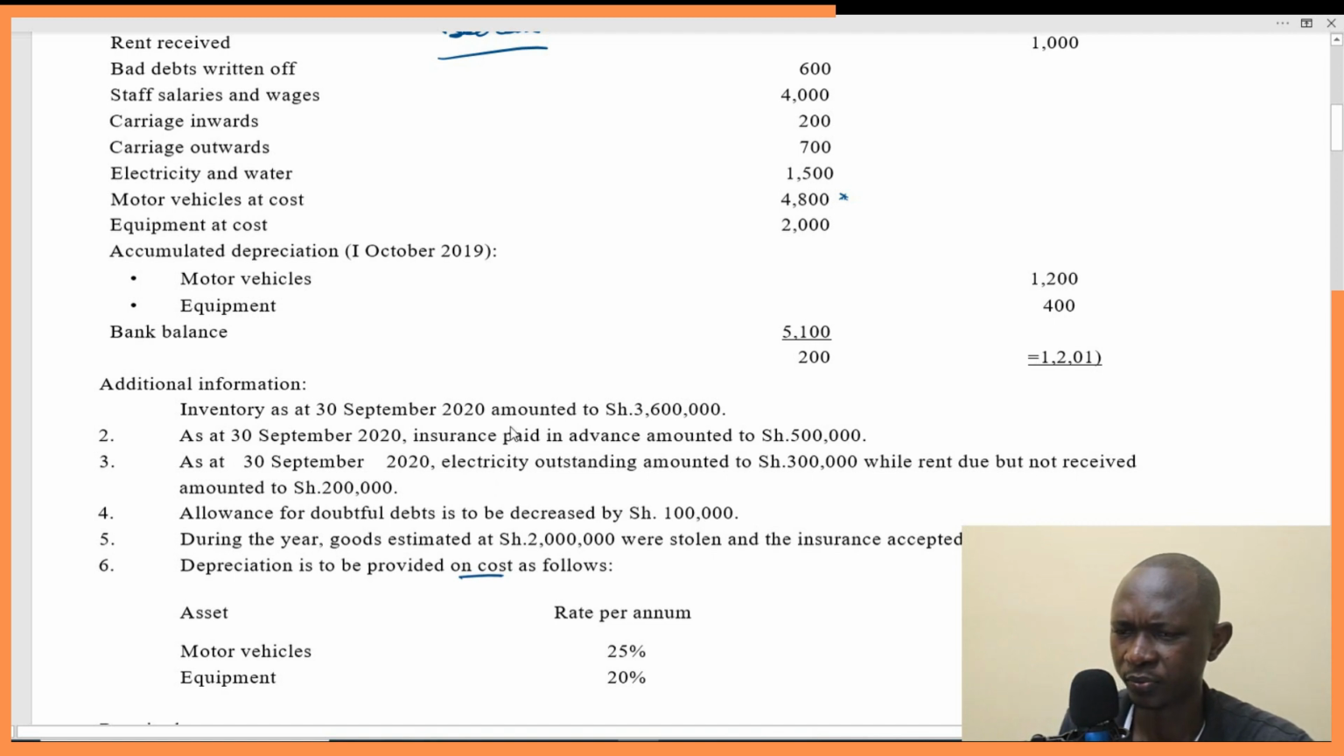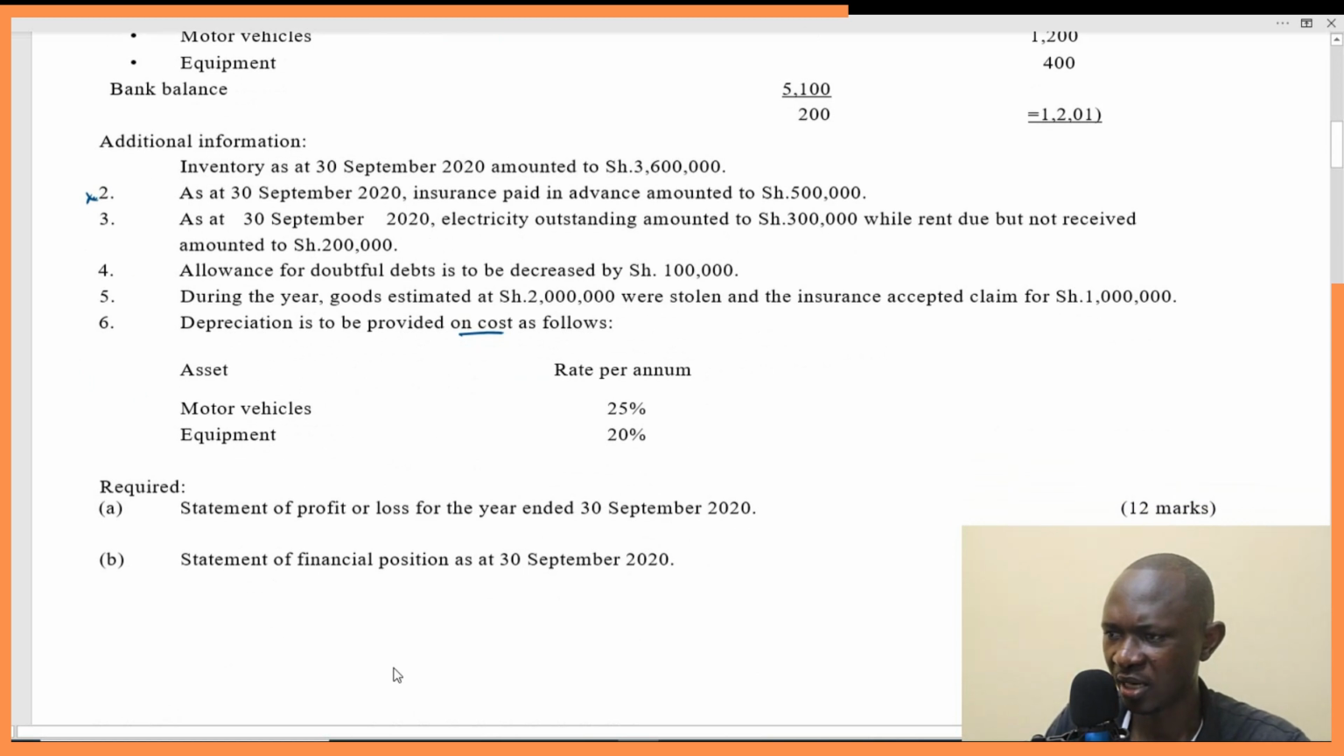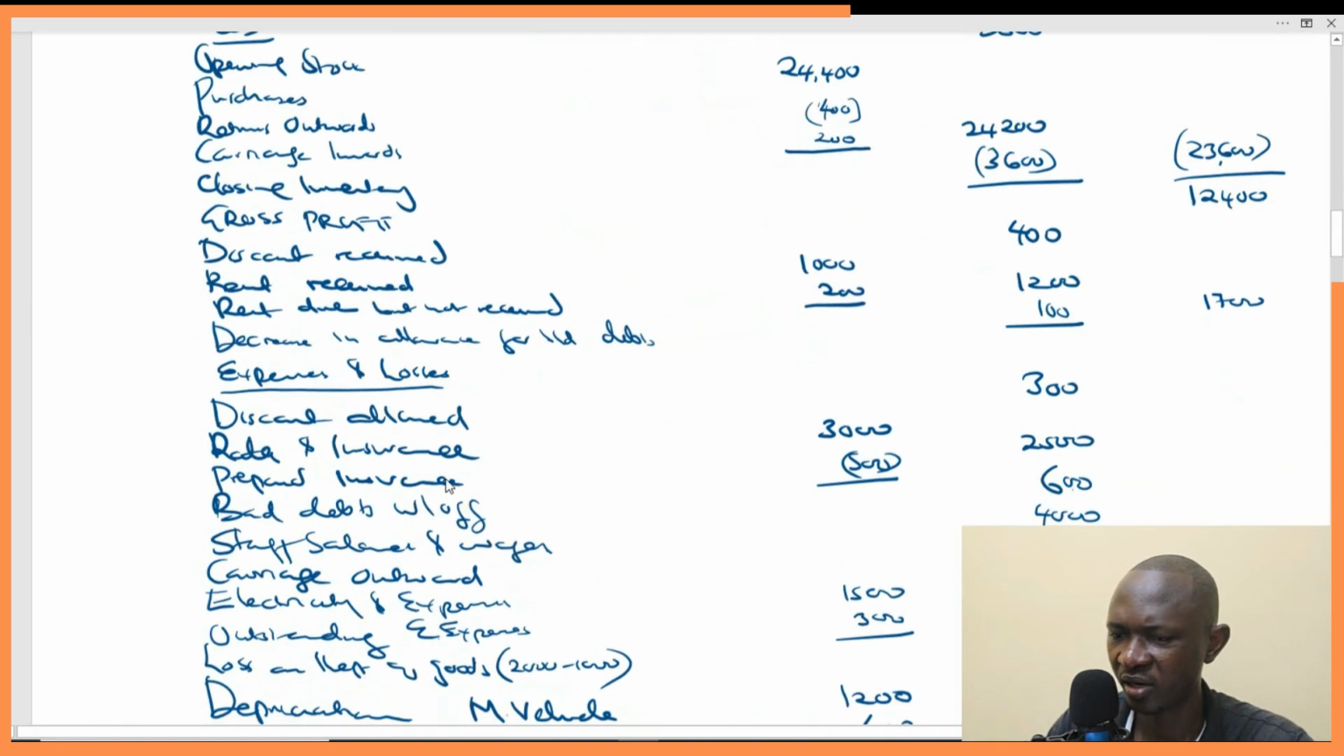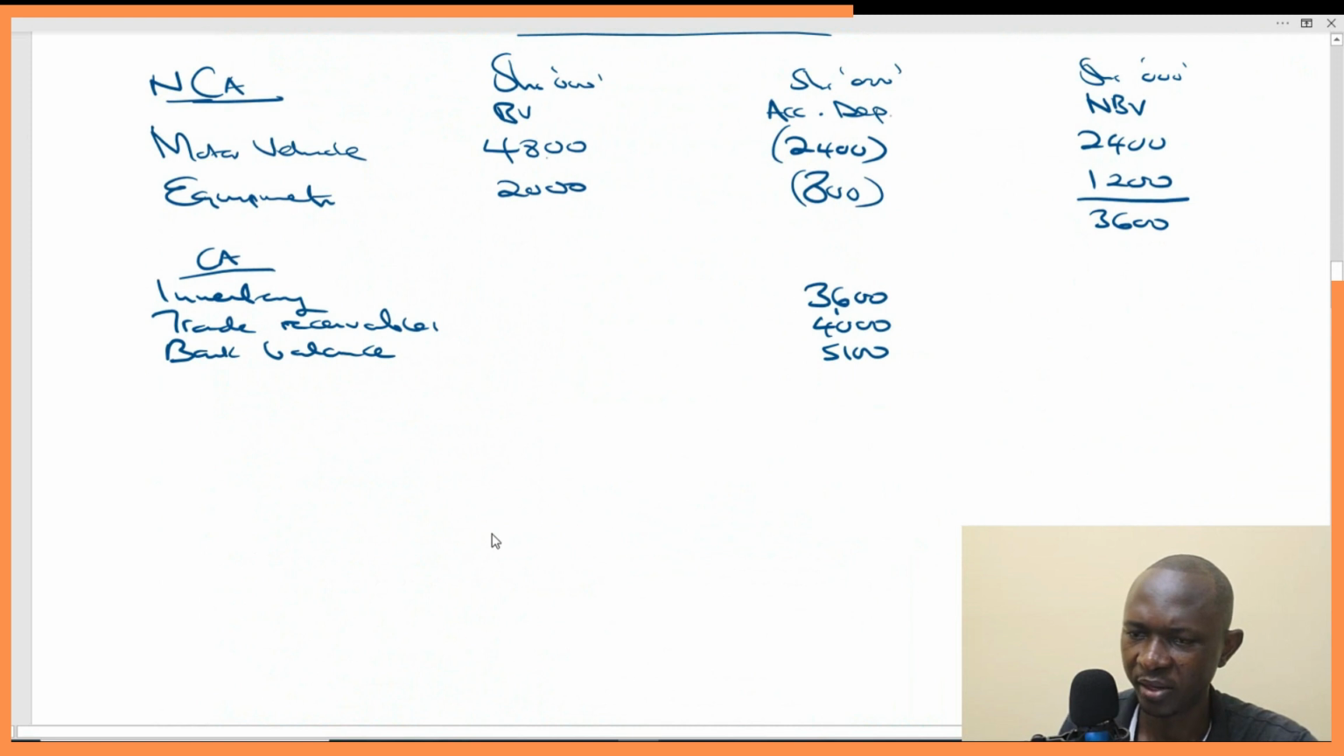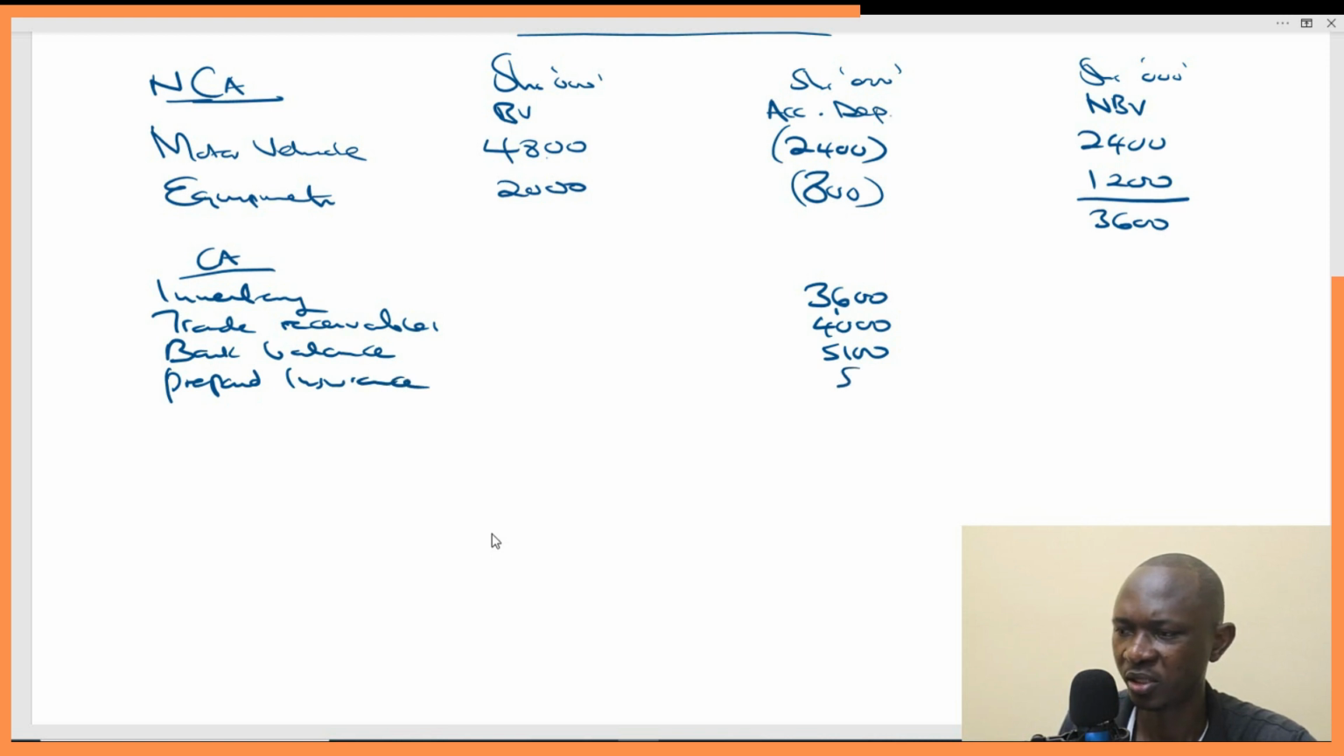Then there is this. Now we are done with the first part. There is this inventory we've already captured. So number 2, there's this prepaid insurance we paid for the following year. So it's an asset to us. Prepaid insurance 500. So we have to factor in here as an asset. We have not used it yet. Prepaid insurance 500 shillings. Next.